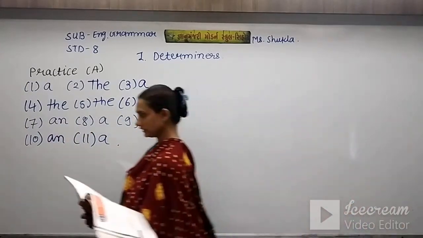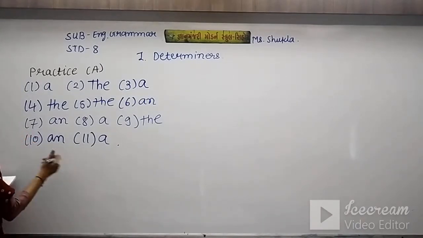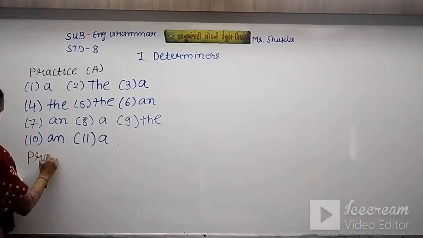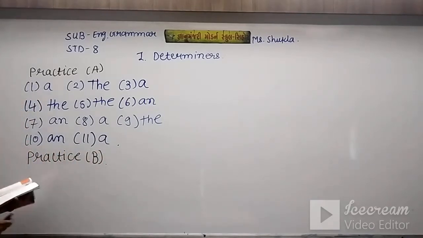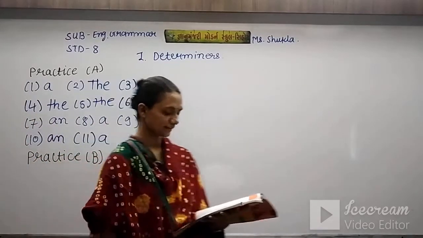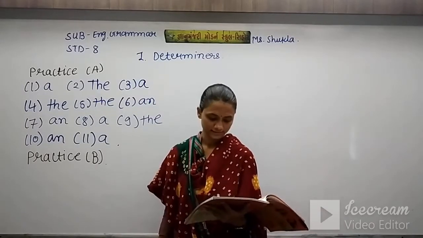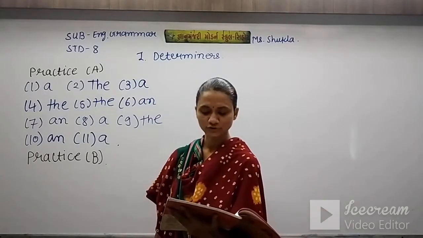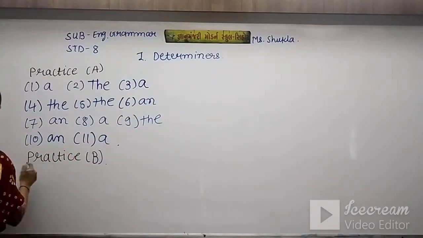Now we have practice exercise B. Fill in the blanks with the correct alternative. Options are given. We belong to this village. This is blank ancestral home. We is given, that's why our will be the right answer.